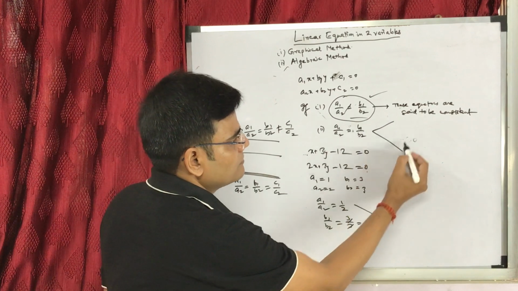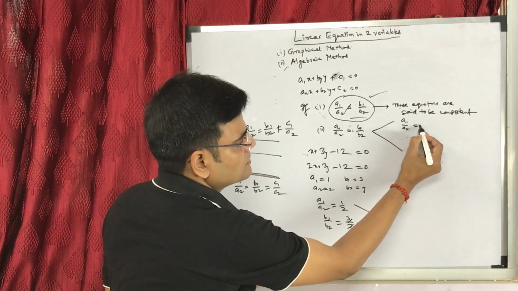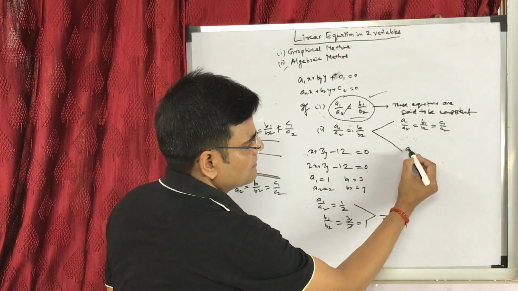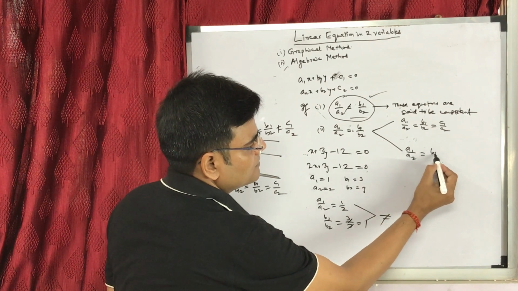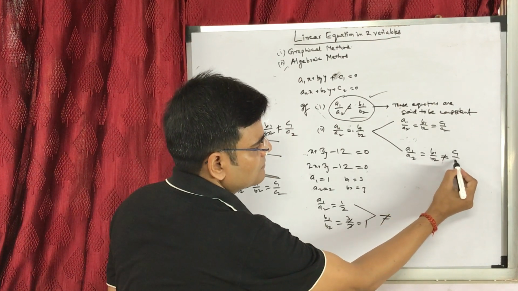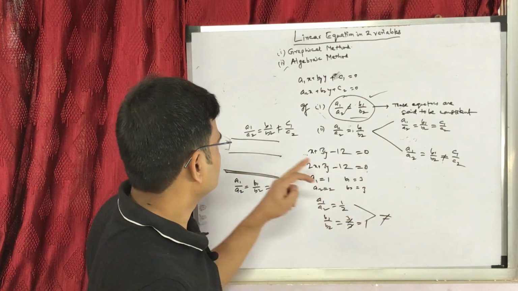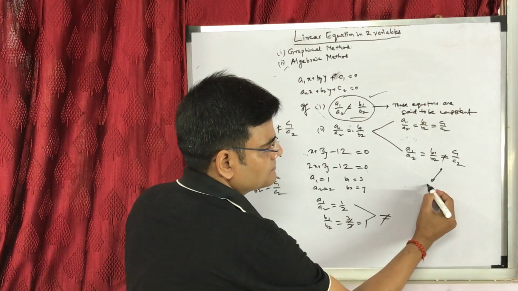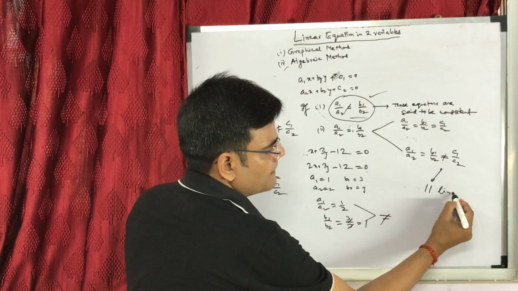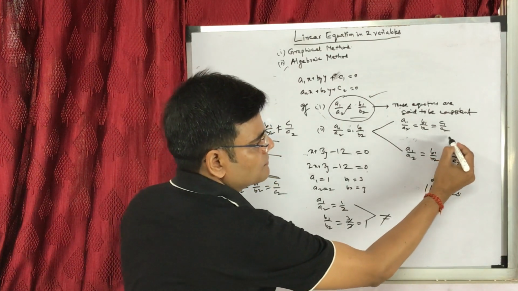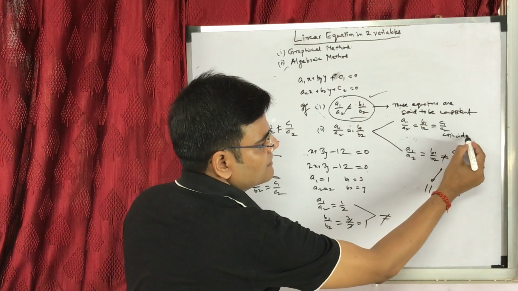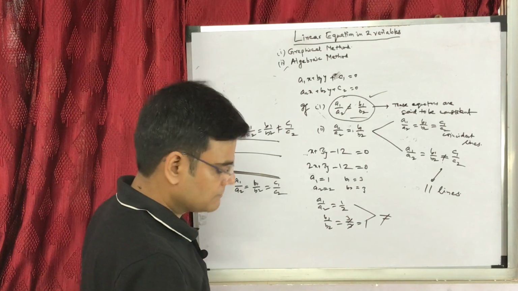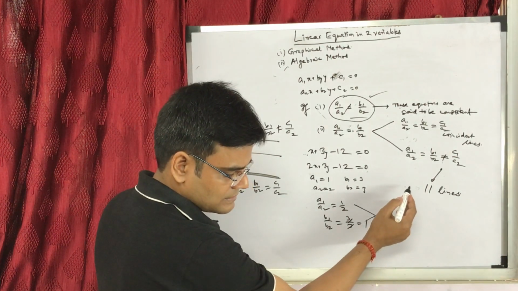There are two possibilities now. a1 by a2 equals b1 by b2 equals c1 by c2. That's the worst case, I would say. a1 by a2 equals b1 by b2 but not equal to c1 by c2. If it's not equal to c1 by c2, then they are parallel lines. If they are equal, this means coincident lines. I mean, they are the same lines. What are the terminologies? For the parallel case, they say it's inconsistent.